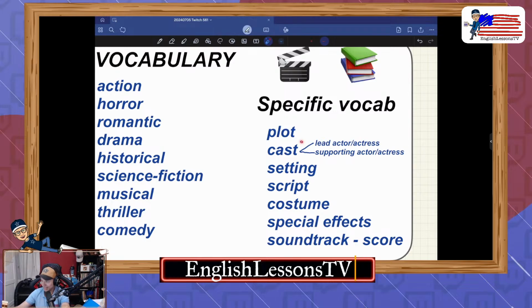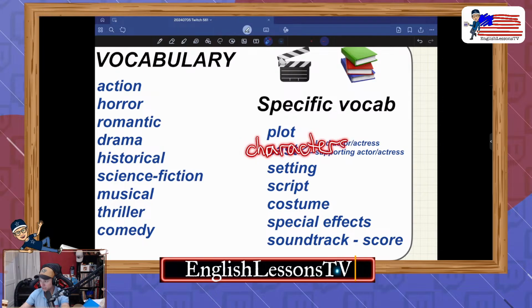That is the cast. It can be a lead actor or a lead actress, which is the main person, and the supporting, which is the one that appears less but is also important. That is the supporting actor or actress. Then, if it was about a book, you would say the characters.